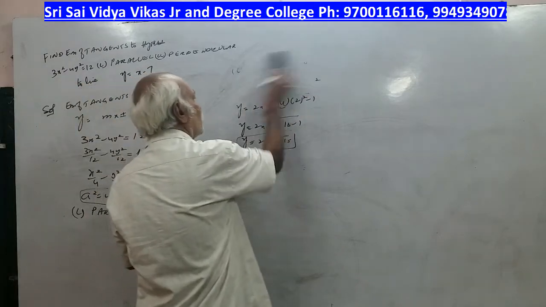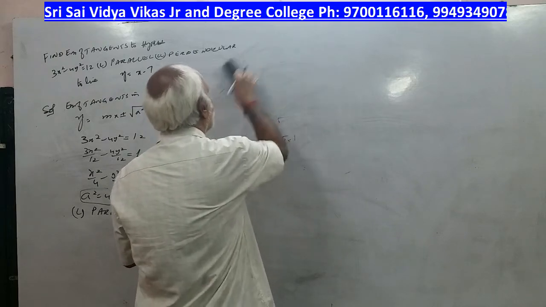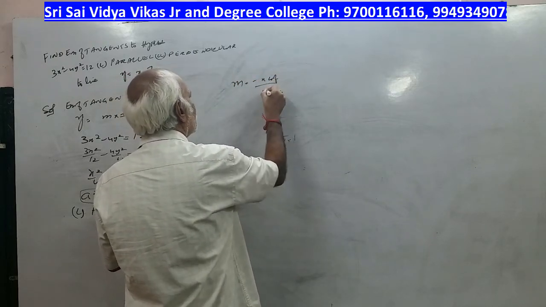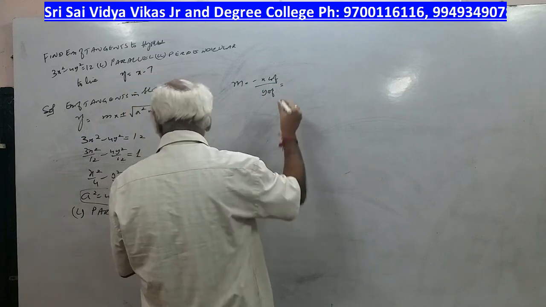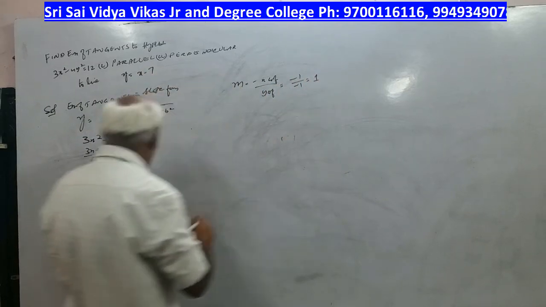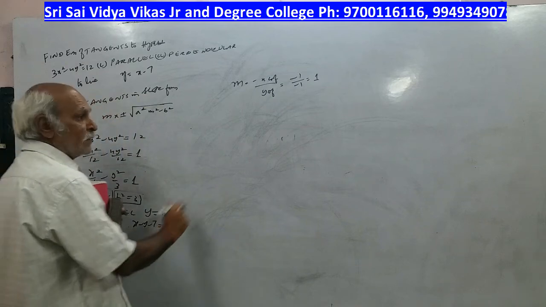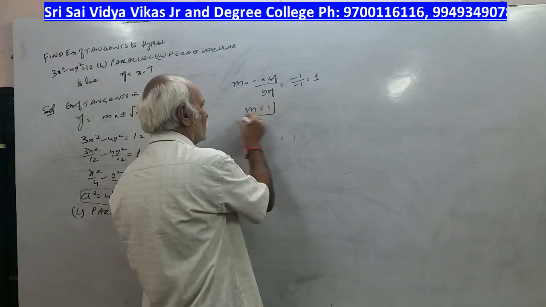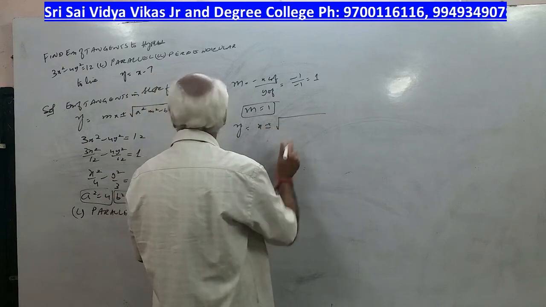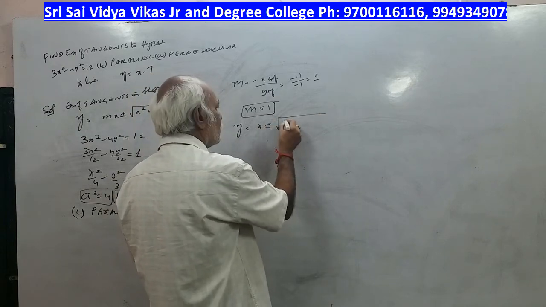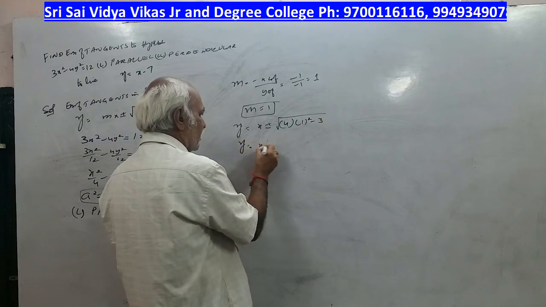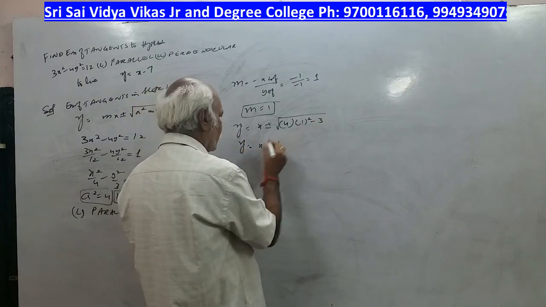Okay. So what is the m value? Minus x coefficient by y coefficient. So what will happen? Minus 1 by minus 1, which is 1, because x coefficient is 1, y coefficient is minus 1. So m is equal to 1. Therefore, y is equal to mx plus or minus root of a square m square minus b square. A square is what, sir? 4. 4 into 1 square minus b square is 3. So y is equal to x plus or minus root of 4 minus 3, which is 1.